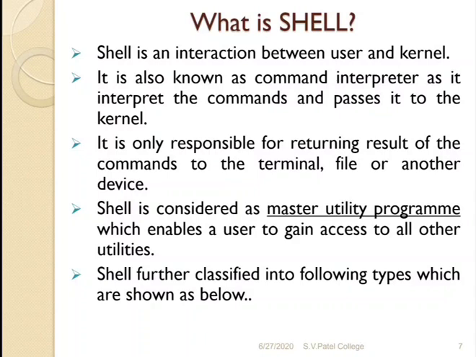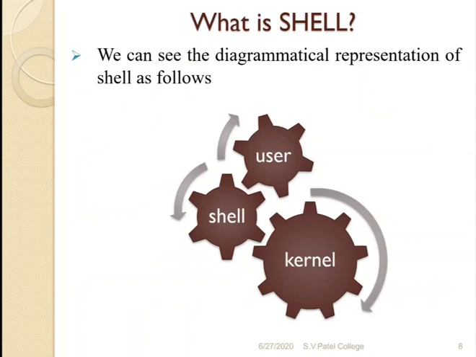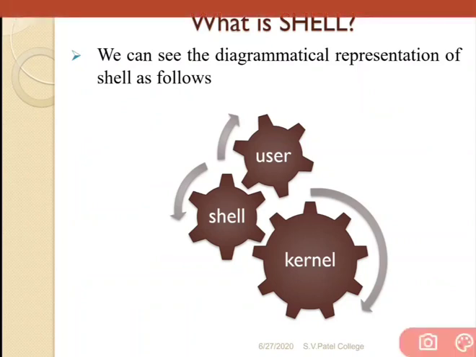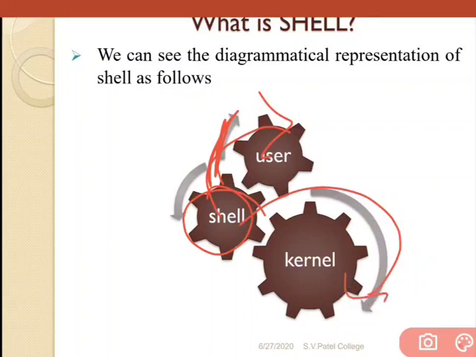Now, what does this slide state? The slide says that shell is an interface between the user and the kernel. See in this diagram, this is the shell. Shell is between the user and the kernel. This arrow shows that the shell interacts with the user as well as with the kernel.